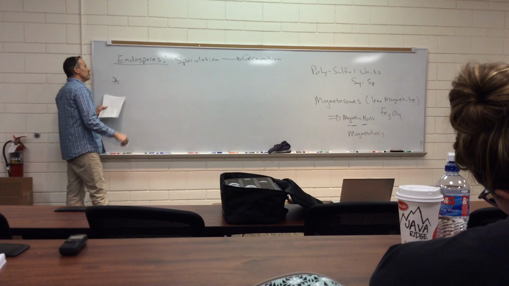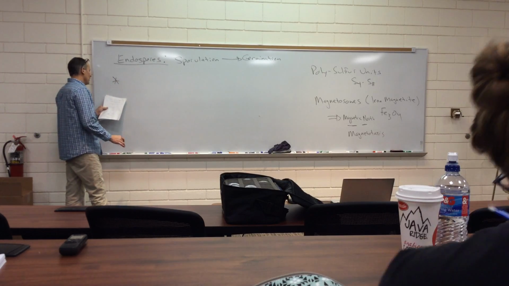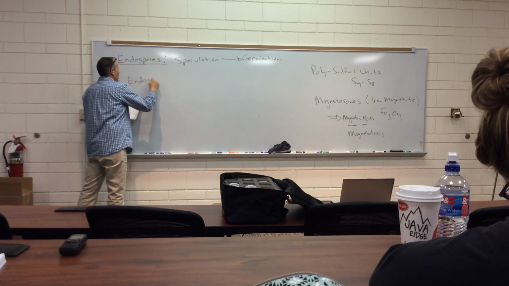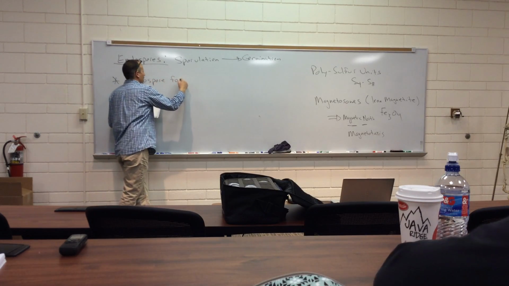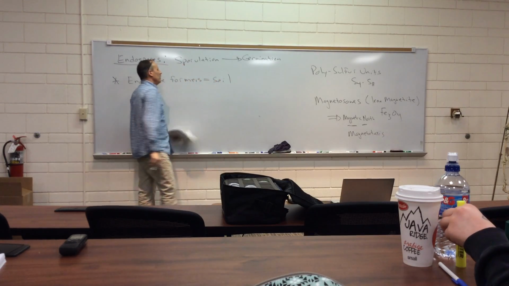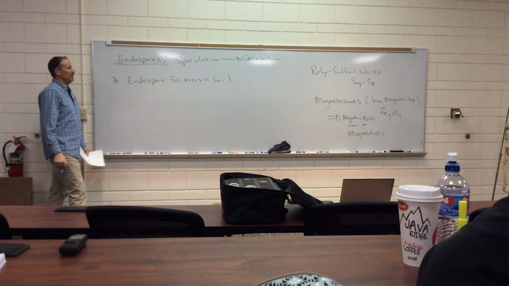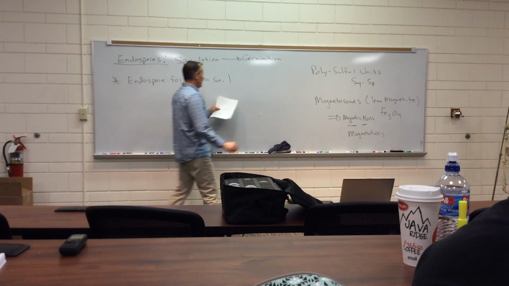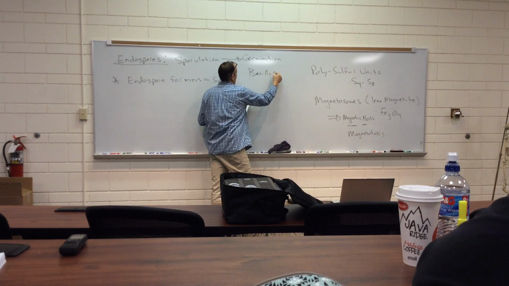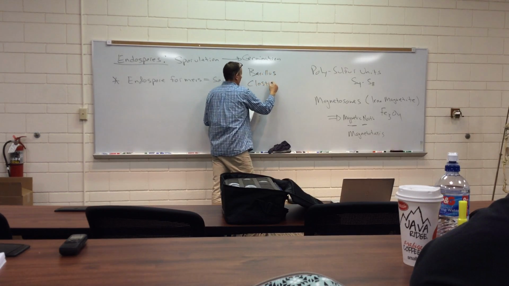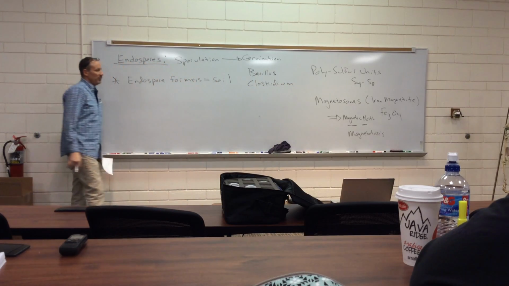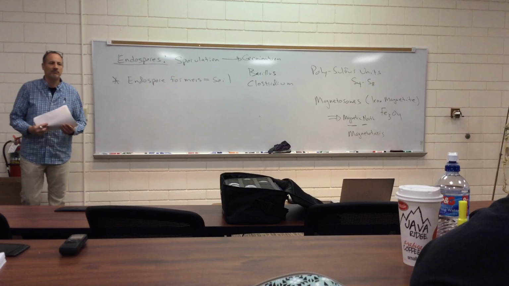So the real endospore formers we have to worry about are those endospore formers we find in the soil. And the ones that are most pathogenic come from the genera Bacillus and Clostridium. So an example of Bacillus would be Bacillus anthracis.